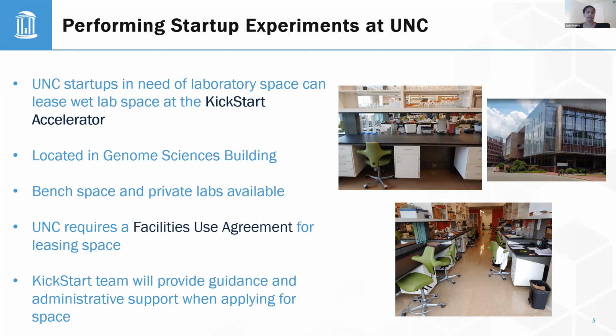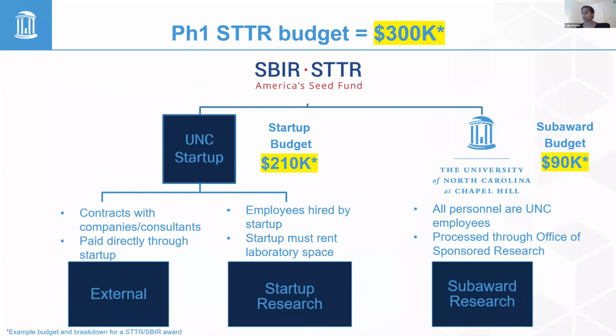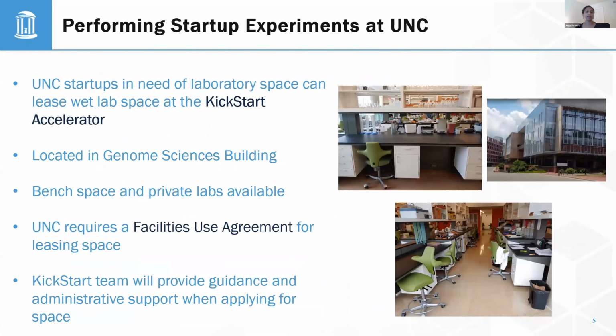And as I mentioned in the earlier slide, this is research that must be conducted by the company itself. This is, depending on if you're doing an SBIR or an STTR, it can be a minimum of 40% of your funding. So in this case, when a company out of UNC wants to rent laboratory space, the accelerator is a great option. There is over 7,500 square feet of space that's available within the Genome Sciences building. And we have both bench space and private labs available for UNC startups to use.